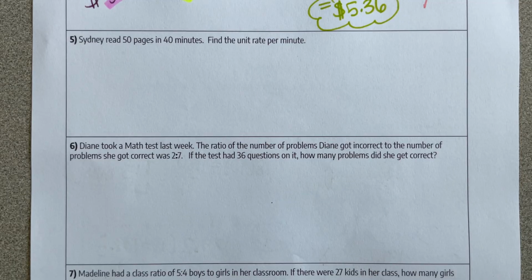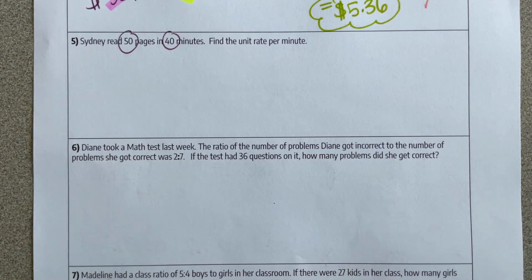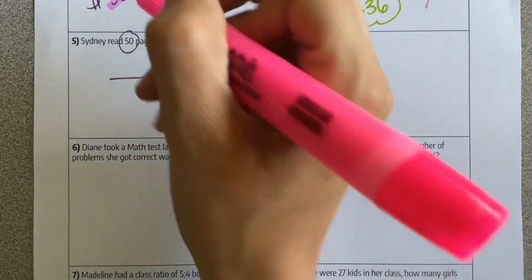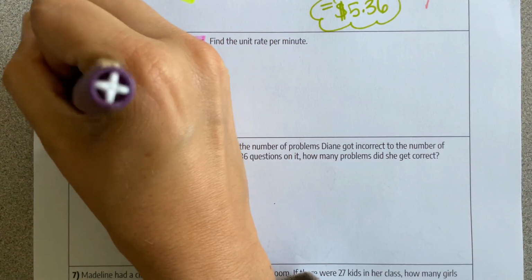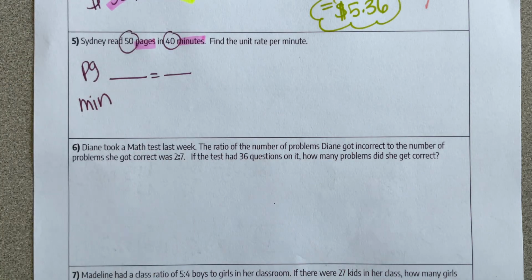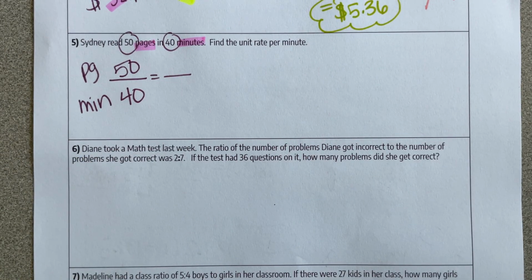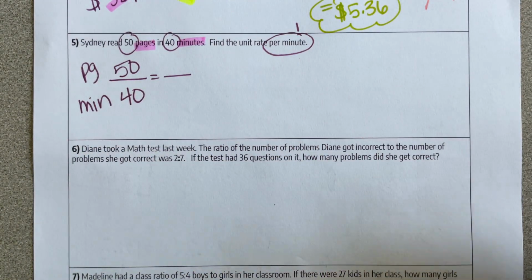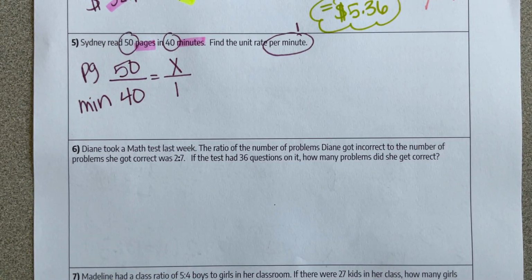Number 5, Sydney read 50 pages in 40 minutes. Find the unit rate per minute. Setting up my blank proportion, looking at my units. We've got pages and we've got minutes. So pages, minutes. 50 goes with pages, 40 goes with minutes. We don't have another number. It's kind of a mystery number. It says per minute, which means per 1 minute. We put minutes on the bottom, so we're solving for the top.